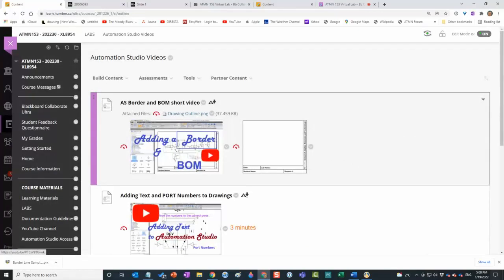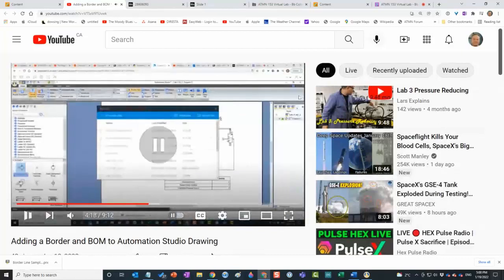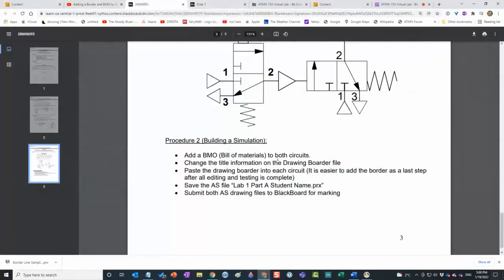So essentially, adding a border and a BMO. Just watch this video. It's 9 minutes long, so watch this video and do it. Just don't ask me how. Watch the video. And that's this: paste the drawing borderline into each circuit.